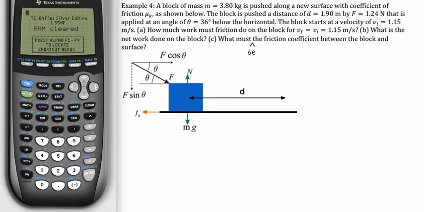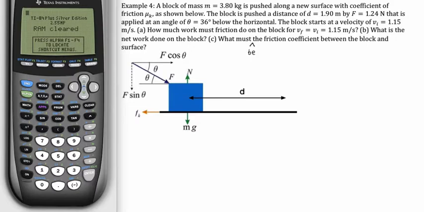We're given a block of 3.8 kilograms that's pushed along a surface that has a coefficient of friction. We're not told that coefficient of friction. The block is pushed a distance of 1.9 meters, and the magnitude of the pushing force is given as well as the angle below the horizontal. And we're told that the block starts in motion, which makes sense because we are asked for a kinetic coefficient of friction. We're given the initial velocity.